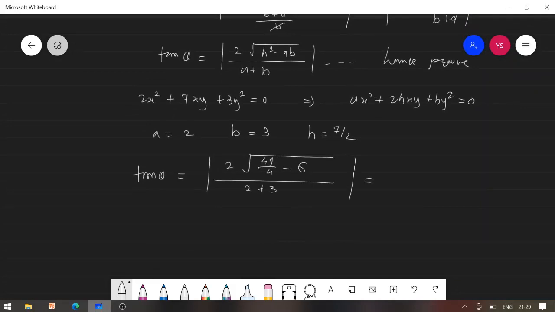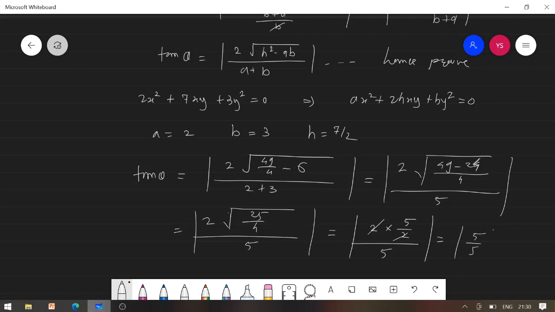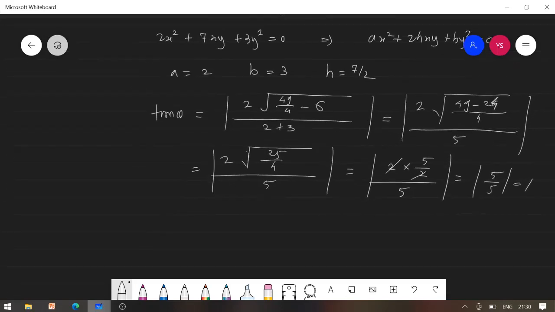So that is equal to 2 times root of 49 minus 6 fours are 24, divided by 4, whole divided by 5. So we will get 2 times root of 49 minus 24, which becomes 25/4, whole divided by 5. The square root of 25/4 is 5/2, whole divided by 5. So 2 gets cancelled, we remain with 5 by 5 becomes 1, modulus of 1 is 1.